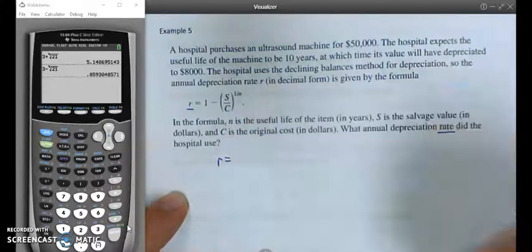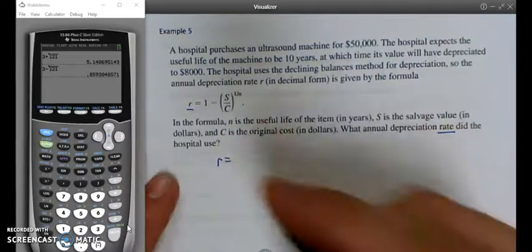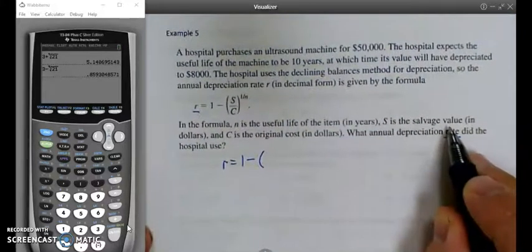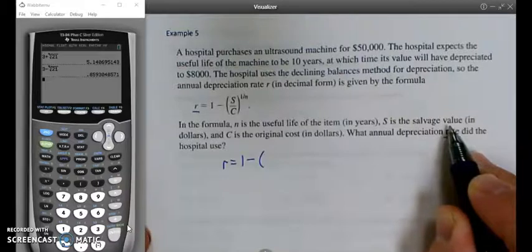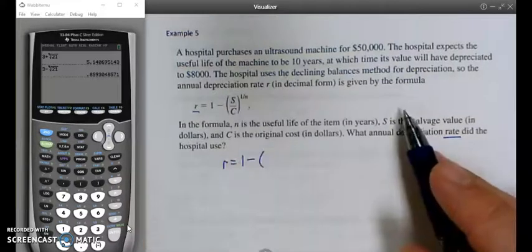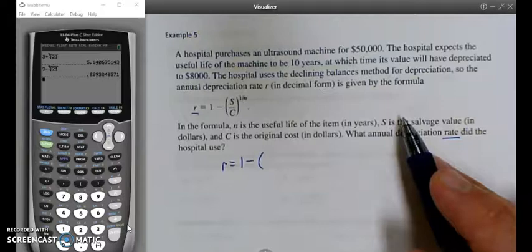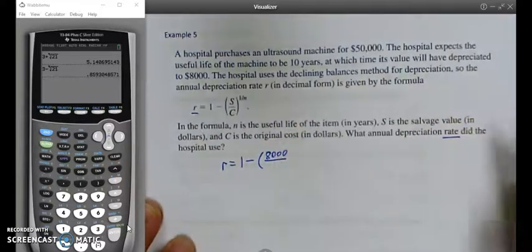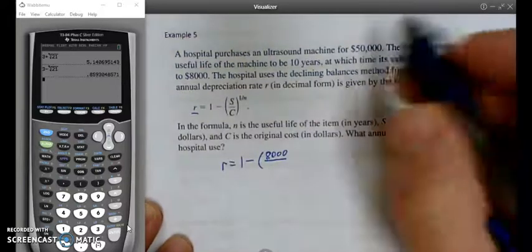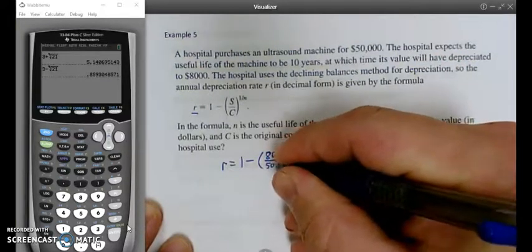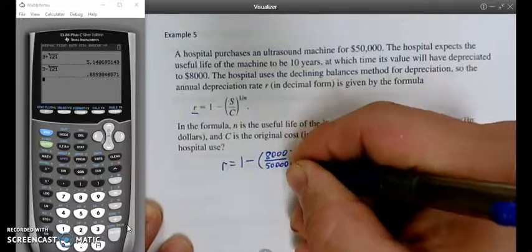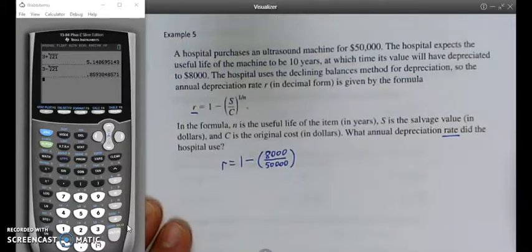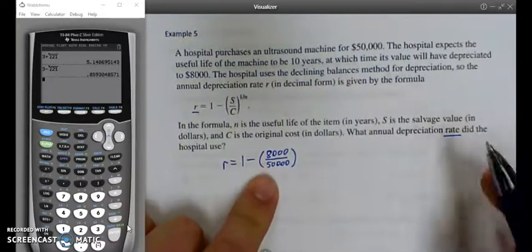So the rate that the hospital is considering here is equal to 1 minus, and now I'm going to start substituting things in. S is the salvage value. So you're going to look back through this problem and be like, what was the salvage value? That's the value it went down to. So that's 8,000. Divided by C is the original cost. This machine cost them $50,000 at the beginning. And if you would have rather done that 8 divided by 50, totally fine. You could have even reduced it more, but it's all right if you leave it as such.